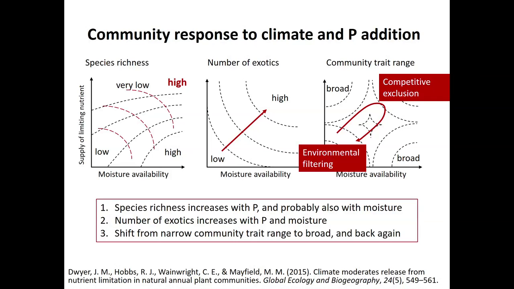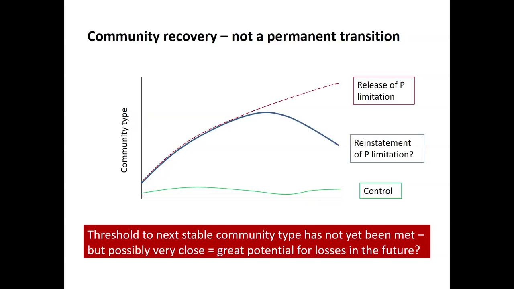So overall, I was thinking about this in terms of going back to that field that the farmer fertilised and seeded: is there any potential for recovery, or is that a permanent change in community type, in terms of it being a stable state? So this scheme that I've shown here is to show that the community went from being one type of community, and by adding phosphorus, we released that limitation on the community, and the community changed from a debris community into a heath community.